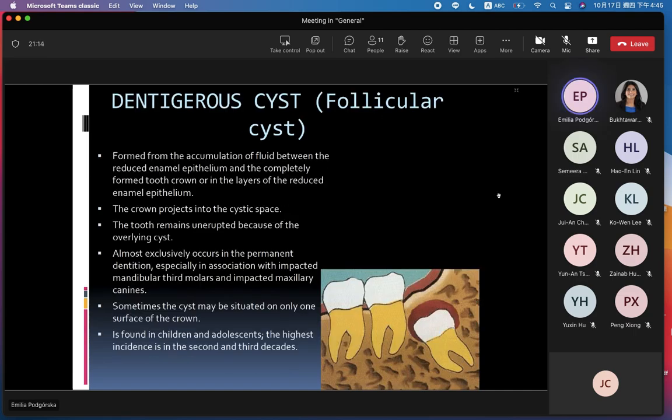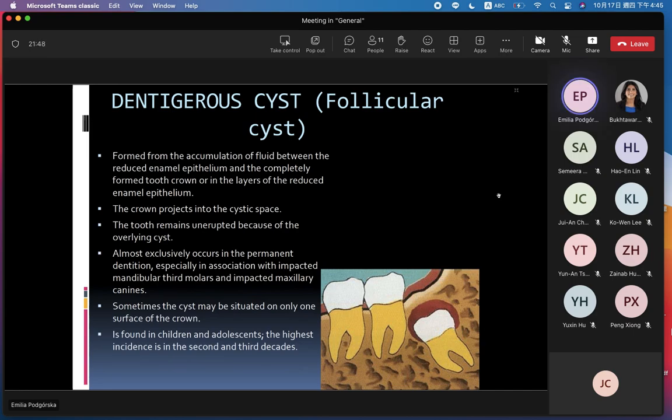Another type, dentigerous cyst, called also follicular cyst. It is formed from accumulation of fluid between the reduced enamel epithelium and the completely formed tooth crown or in the layers of the reduced enamel epithelium. The crown projects into the cystic space. The tooth remains unerupted because of the overlying cyst.